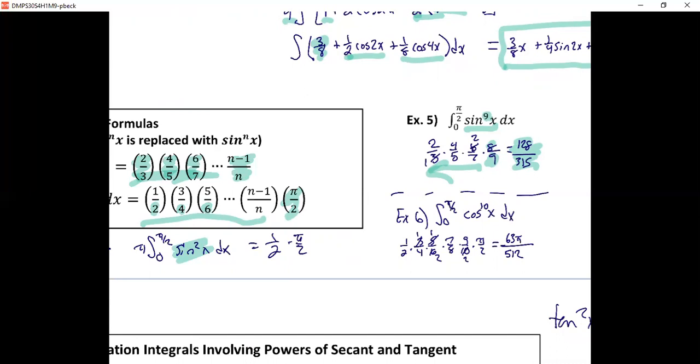On example number 6, if I'm going to integrate cosine to the 10th power, then n minus 1, work our way backwards, we get 63 pi over 512. What I did in class was I had students use the graphing calculator just to verify these results are accurate, and they were, ironically.